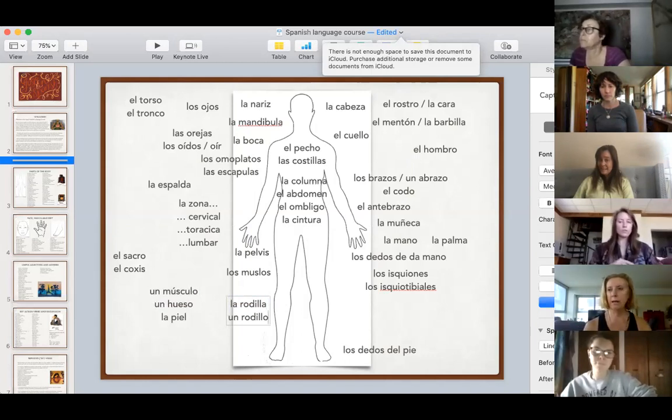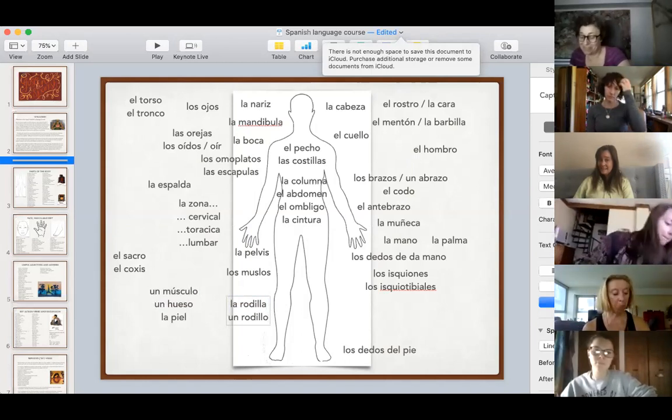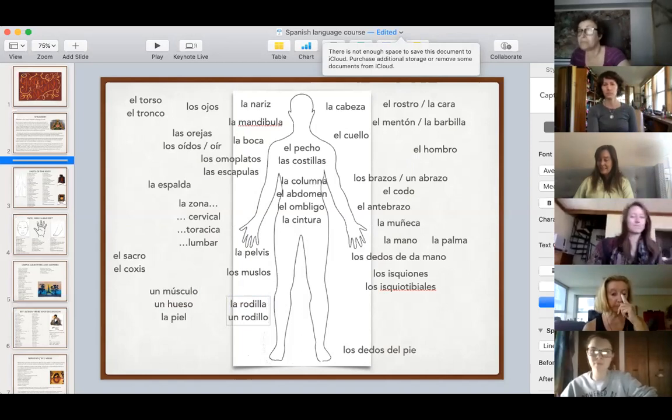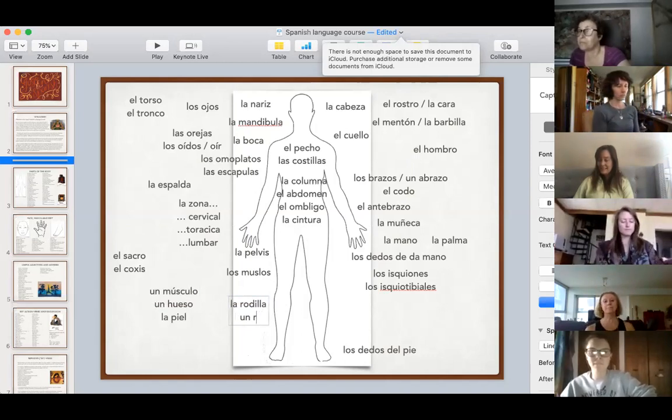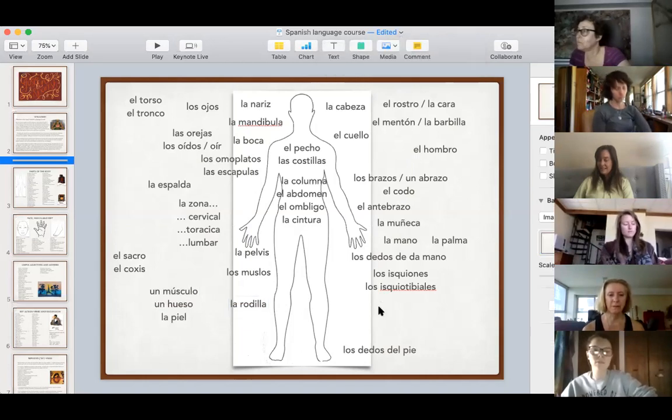A rodillo is a rolling pin, like what you would use in the kitchen to roll out your dough with. So you need to be a little bit careful sometimes with your genders. But that's la rodilla. Good.